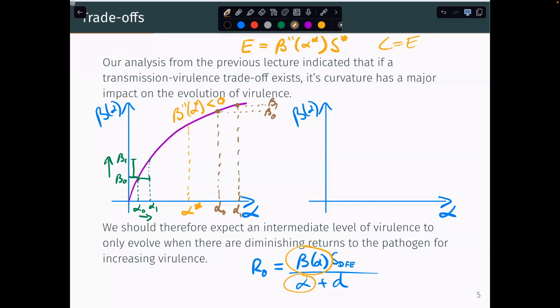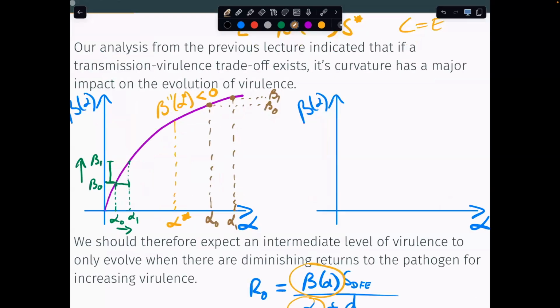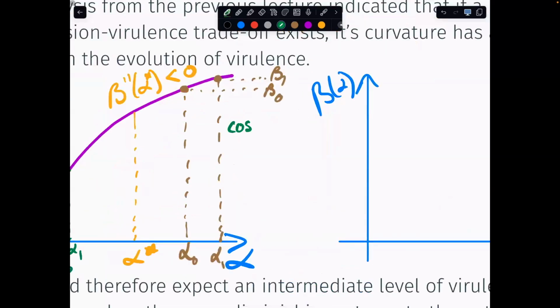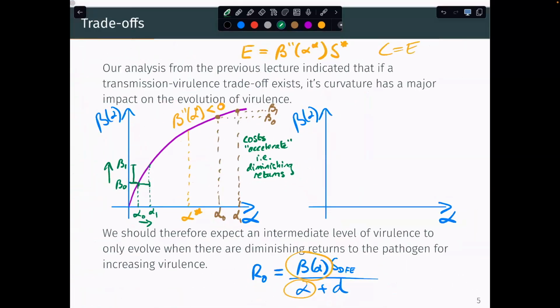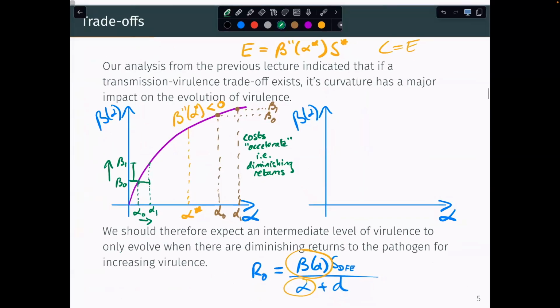So what this means then is that there are diminishing returns, or in other words, the costs accelerate. You sometimes see these things written down. We say that the costs accelerate. In other words, we have diminishing returns: as alpha increases, the benefits of increasing alpha further are decreasing.